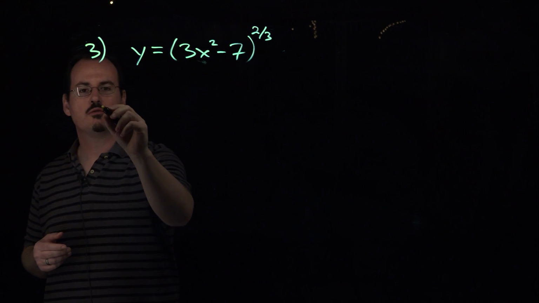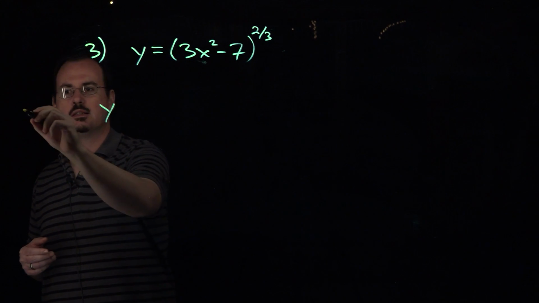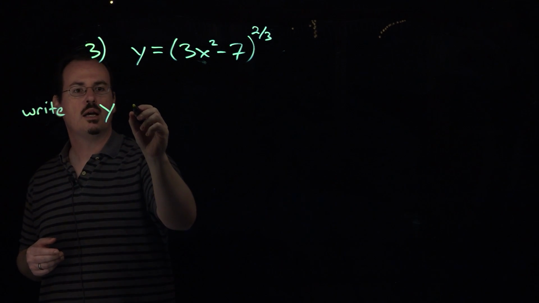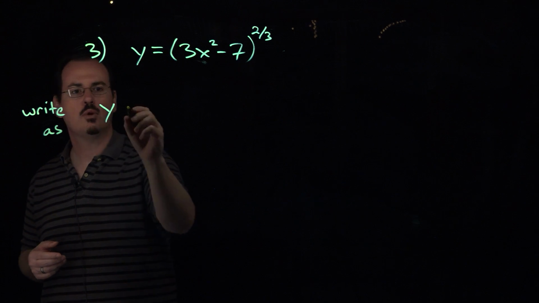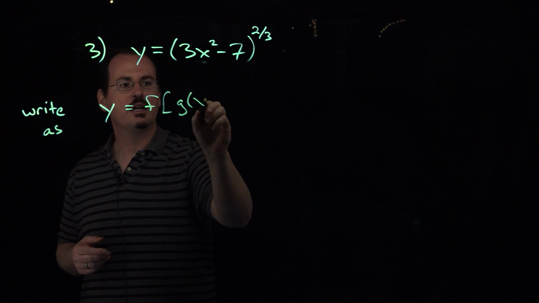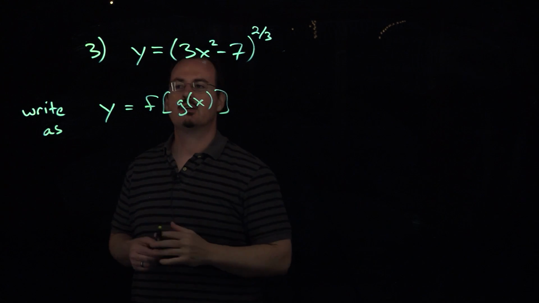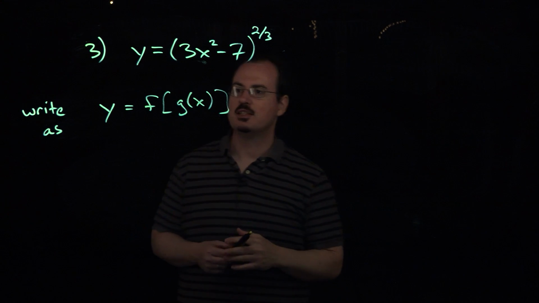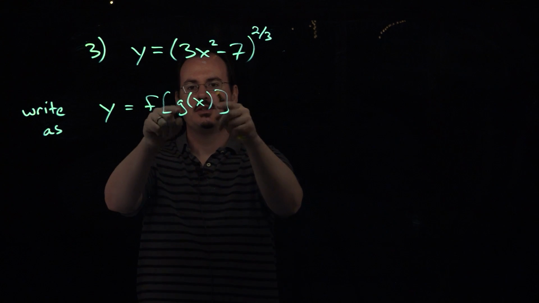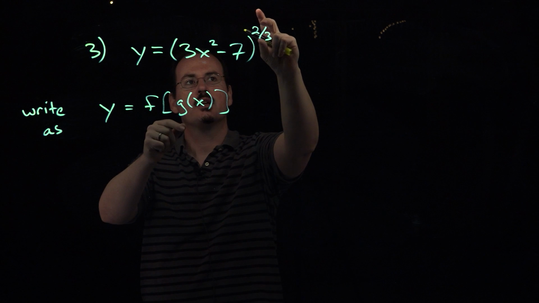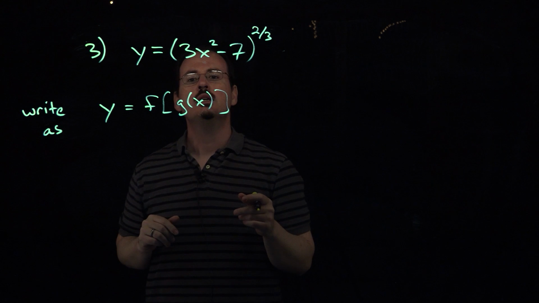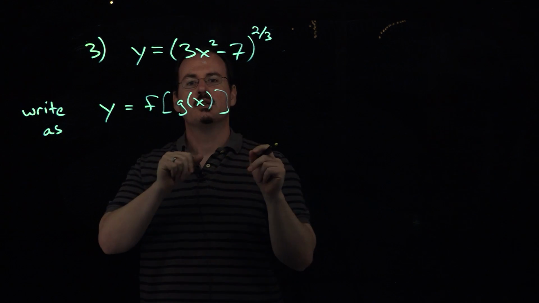So really what we're looking for is to write the given function as y equals f of g of x, and the goal is to figure out what f and g are going to be. I think the best way to approach this is just to notice that you've got parentheses here. You've got a function within the parentheses, and then another function up here, the exponent part of the function. If you just look at what's in parentheses, that's a good thing to make g.